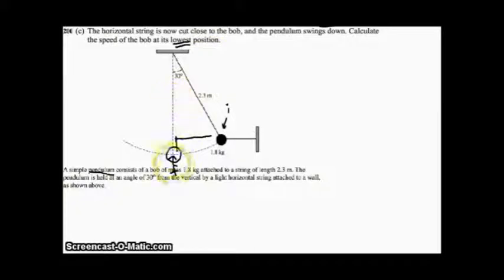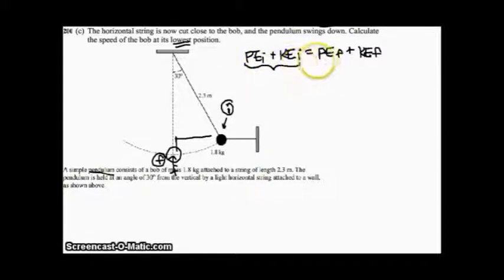So now it's time to find the lowest position of the pendulum, and we want to know its velocity at the bottom. So first I'm going to establish which one's the initial and which one's the final position, and then I'm going to use the energy equation formula, since energy is not lost, it just changes form. So we have potential energy and kinetic energy at the beginning, and we're going to set that equal to the potential energy and kinetic energy at the end.